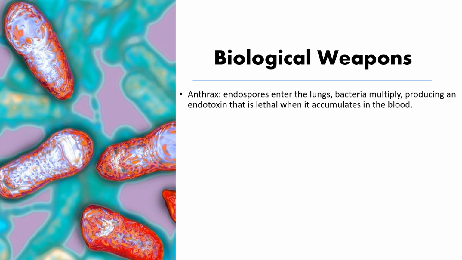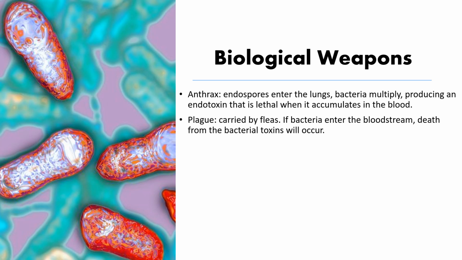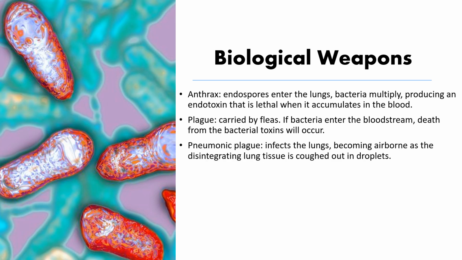Now, anthrax is one of the most dangerous biological weapons, and the endospores can actually enter the lungs, and if they're in there, they can multiply and ultimately produce enough toxin that the individual will die from the accumulation of that in the blood. The plague, which was carried by fleas, the bacteria entered the bloodstream and then they would create toxins, and that would then kill the person.